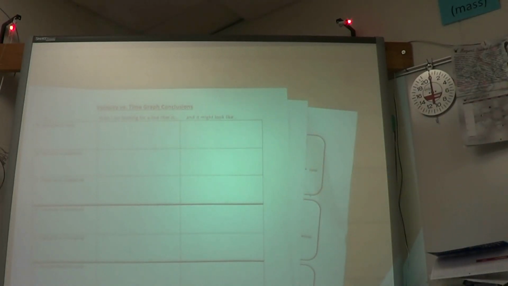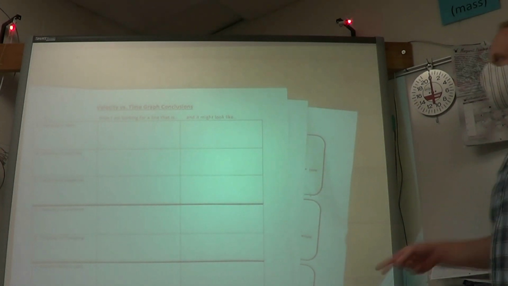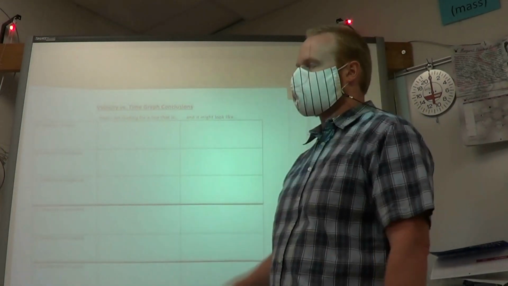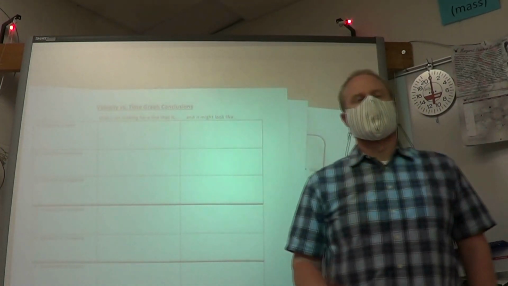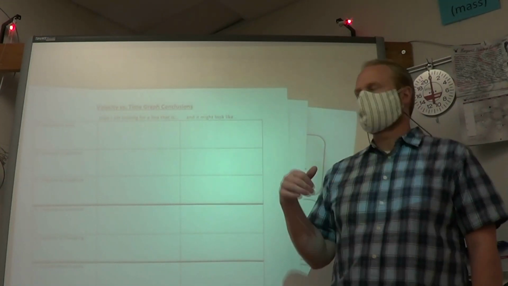Okay, it's the same ideas that we did in the position versus time graph conclusions. Now we're just looking at velocity. Remember, velocity versus time graphs, we've got to switch gears. The slope of a velocity versus time graph gives us acceleration, not velocity. That's a position versus time graph. On a velocity versus time graph, the slope gives us acceleration.